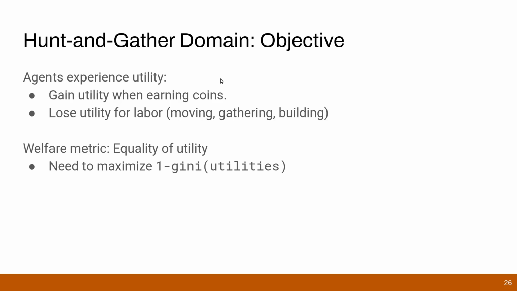The objective function is based on utility. Agents get utility when they earn coins and lose utility when they perform labor such as gathering or building. We use equality of utility as a welfare metric, which is calculated as 1 minus the Gini index of the utilities experienced by the agents.